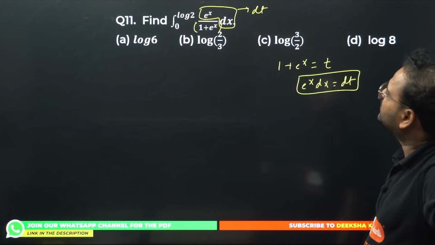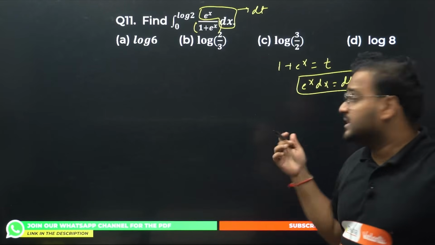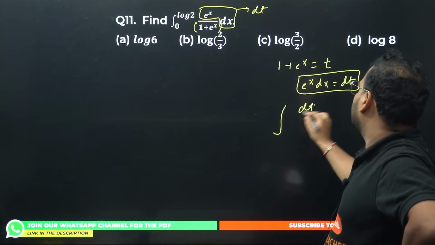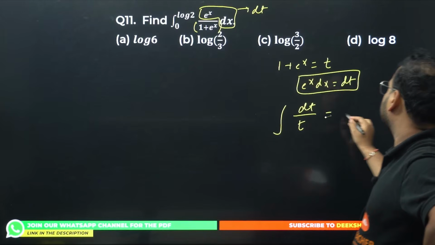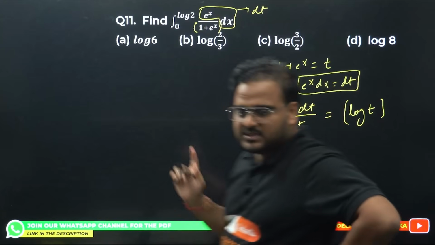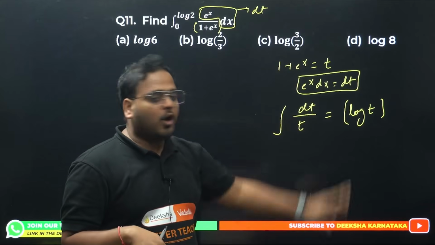Now the limit change. Do we need to? I don't think so. We'll not do that. We'll come back to the limits because it is easier this way. You see, forget the limit right now. Just like this, you write dt by t. What is the answer? Log t. Correct. This way is easier. Do not have to worry about limits right now. Log t is my answer.